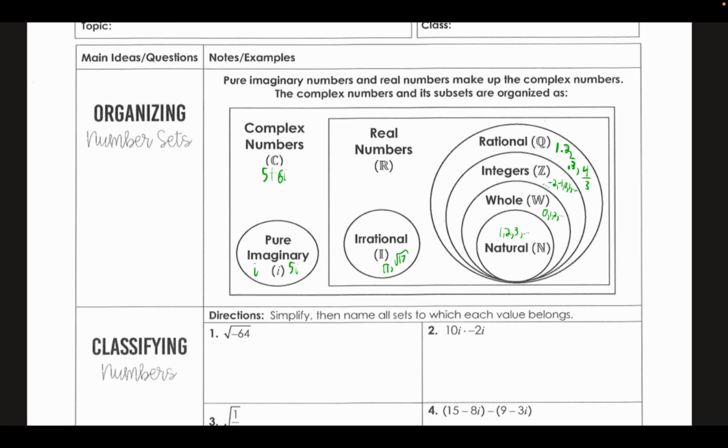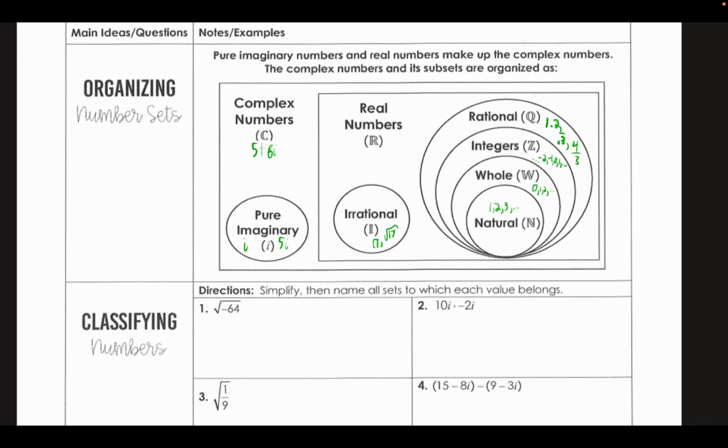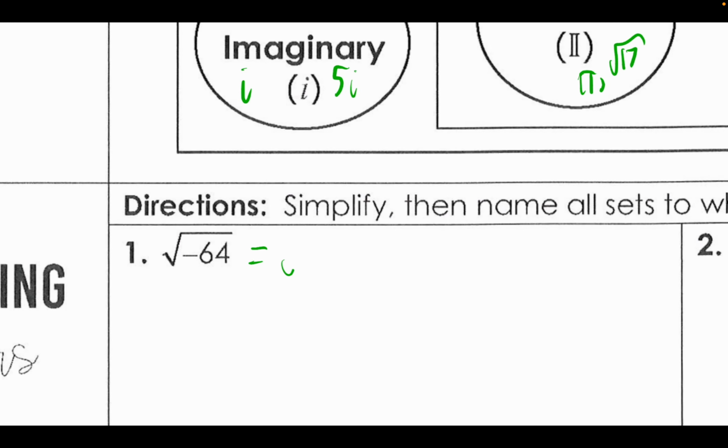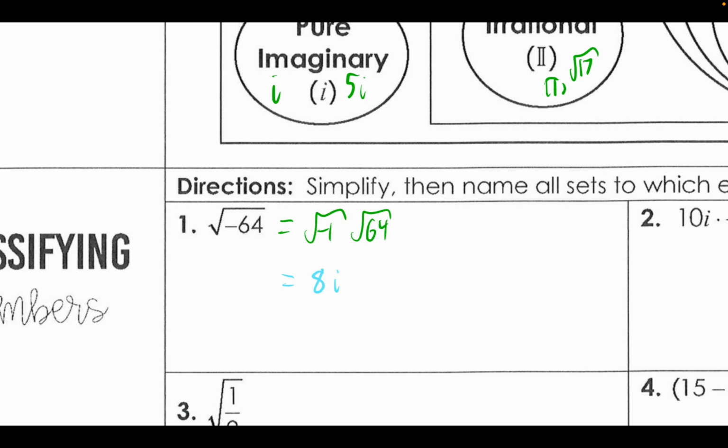Now, we're going to simplify, and then we're going to name all the sets to which a value belongs. So the square root of negative 64 is really the square root of negative 1 times the square root of 64. The square root of 64 is 8, and the square root of negative 1 is i, so it's really 8i. Now we're supposed to mention the sets it belongs to. I will mention that 8i is imaginary, pure imaginary, as well as complex. Because it has an imaginary number, it can no longer be real, and thus it fits in the pure imaginary as well as complex.